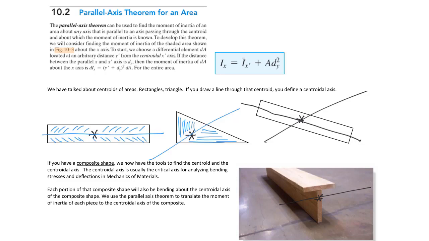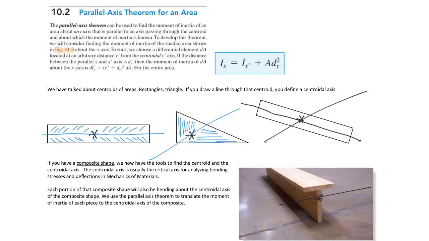Let me back up and say that in bending, this axis, the centroidal axis, is very critical. That is usually the axis that is critical for analyzing bending, stresses, and deflections in mechanics of materials. If we have a composite structure, this is still the centroidal axis, and everything above it tends to bend about that axis, and everything below it tends to bend about that axis.